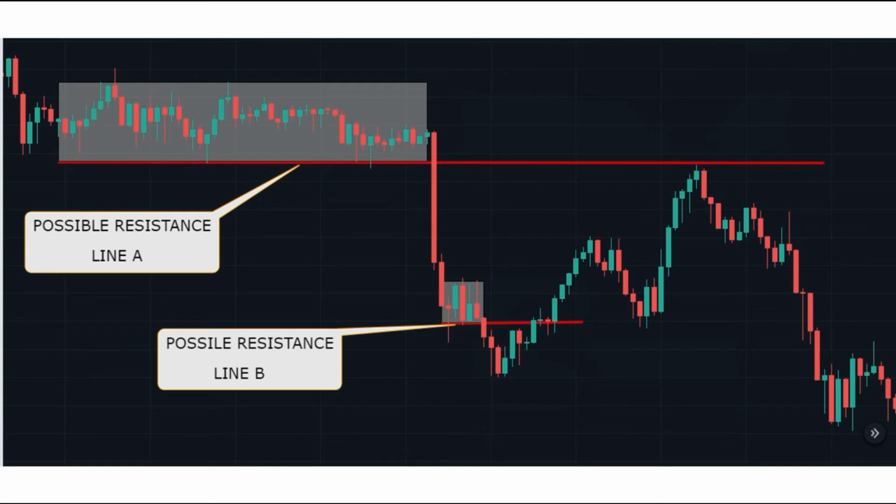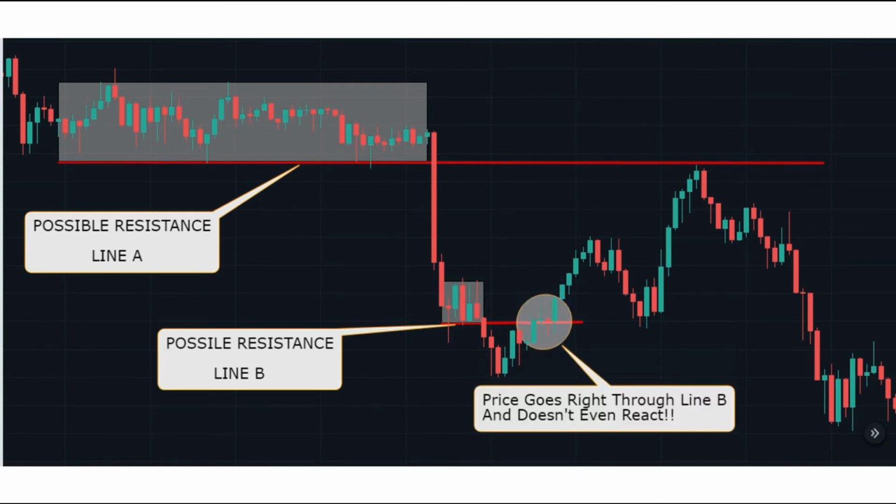So you need to see confirmation. You need to see that price reacts. Without price reaction, there is no psychological level.